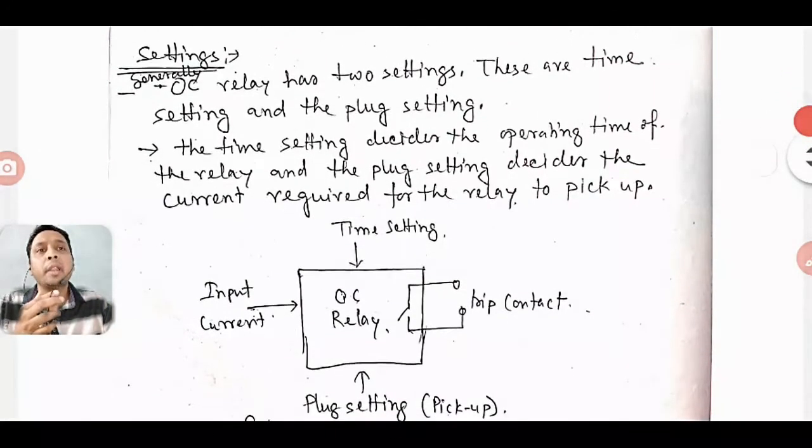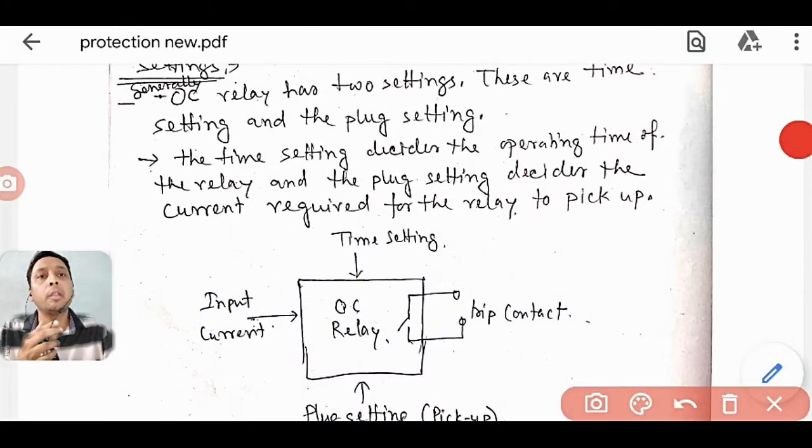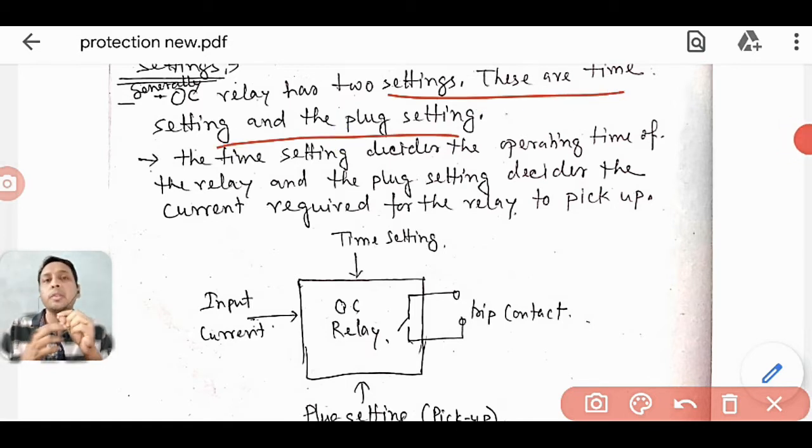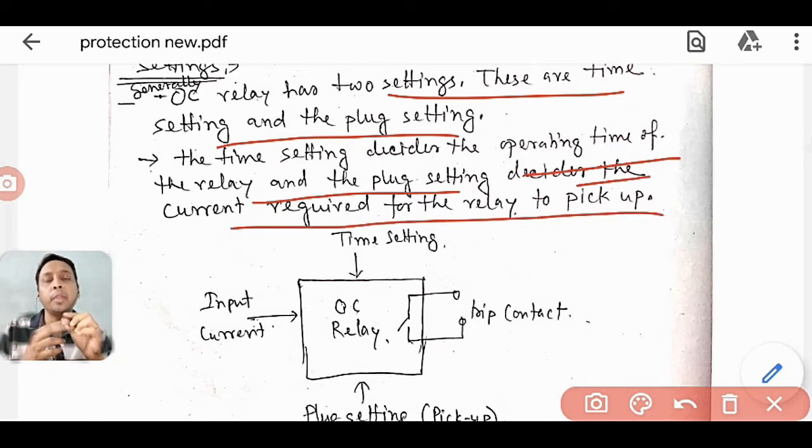Now what are the general settings in an overcurrent relay? In an overcurrent relay, in general, you will have two settings. One is the time setting. I say in general because in an instantaneous overcurrent relay you will not have any particular time setting. The time setting decides the operating time of the relay, and the plug setting determines the current required for the relay to pick up. Plug setting is your threshold value or set point beyond which, if the current goes, you want to trip the circuit breaker.